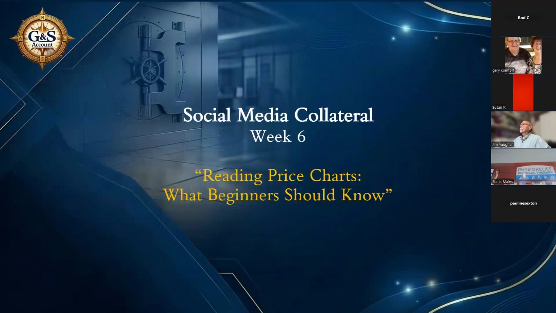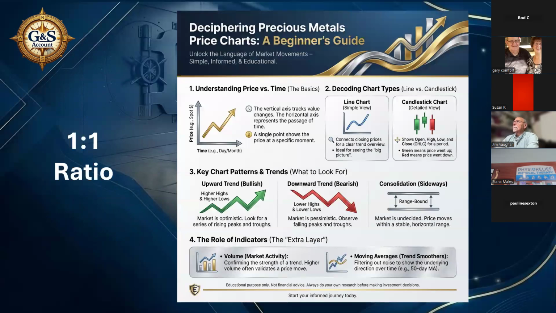So this is social media collateral for week 6. It's reading price charts and what beginners should know. You can see here on the screen, we got a 1-to-1 ratio, which just means a square. Deciphering precious metals price charts, a beginner's guide. Got some fundamentals there: understanding prices versus time, key chart patterns and trends, decoding chart types, the role of indicators.